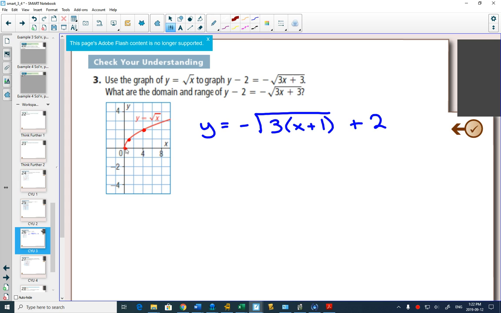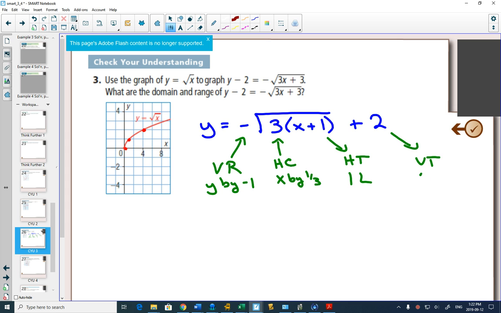So if we're labeling things here, we have a vertical reflection that will multiply your y values by -1. A horizontal compression, x is getting multiplied by 1/3. Horizontal translation, 1 to the left. And a vertical translation, 2 units up.